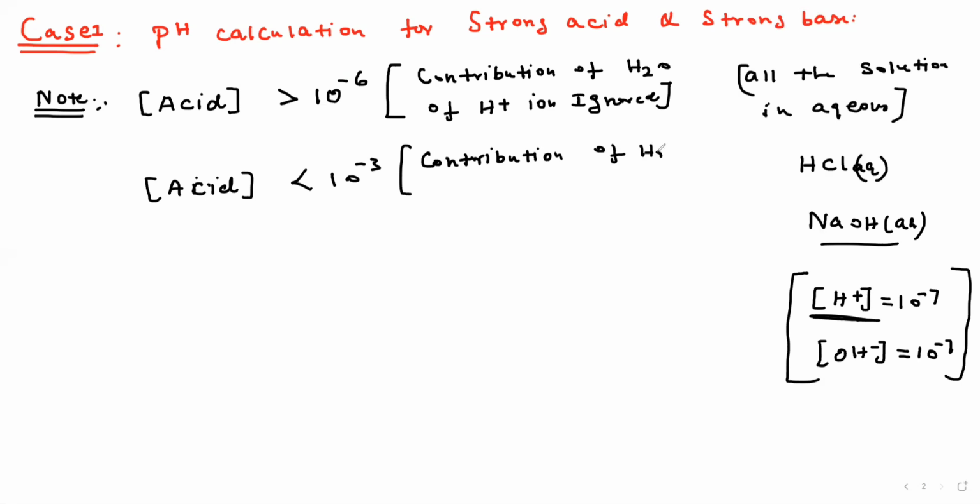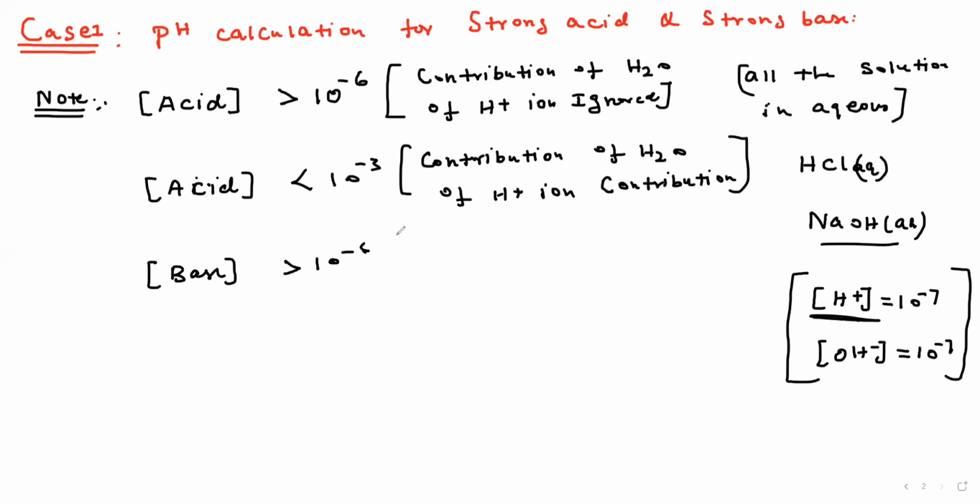H2O of H plus ion is considered very important. The water contribution of H plus concentration in the acidic solution is similar to the base. Similarly, in case of base also, if the concentration of base is greater than 10 power minus 6, please note, the contribution of H2O of H plus ion is ignored.